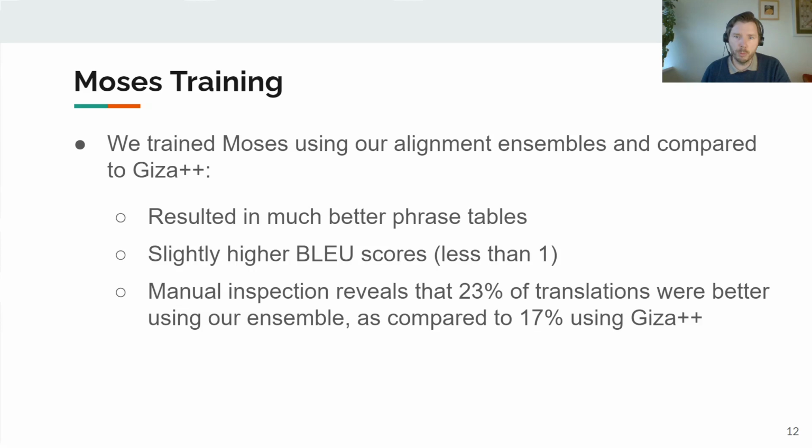We manually inspected the translations by selecting the better one out of 2. So in many cases, the translations were exactly the same, but not always. When using our ensemble, they were better in 23% of the cases, but with GIZA++, they were better in 17% of the cases. So again, slightly better results, but maybe not a great difference for SMT.